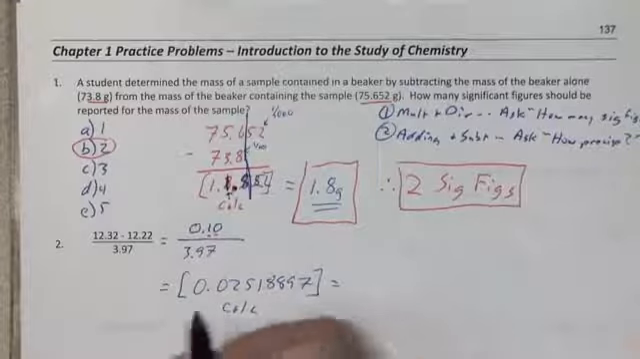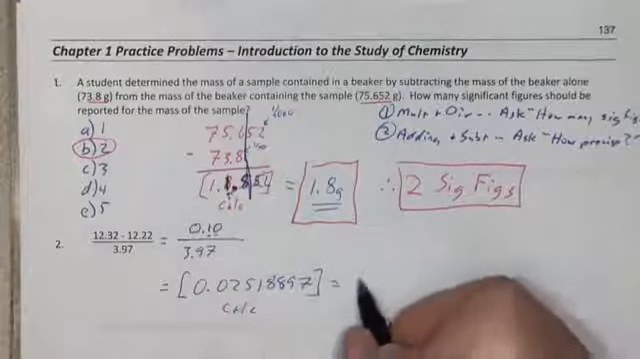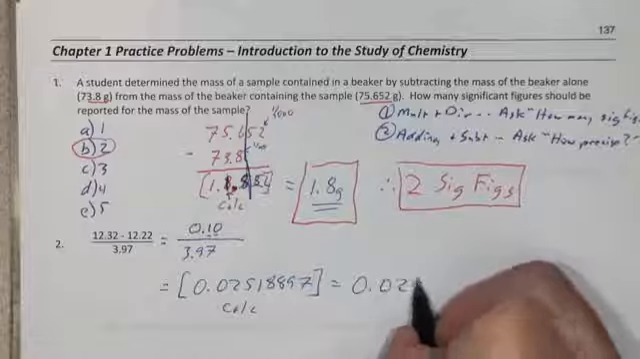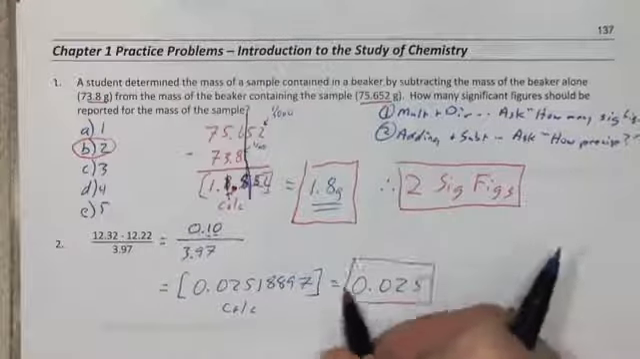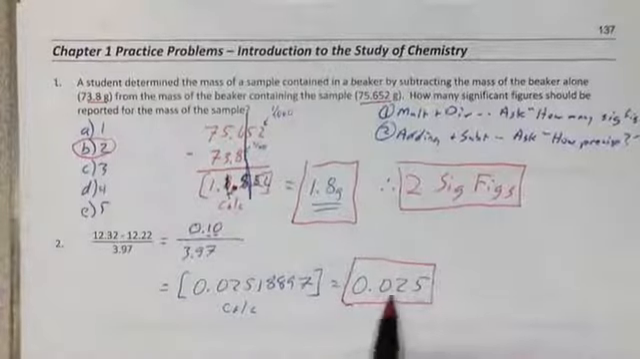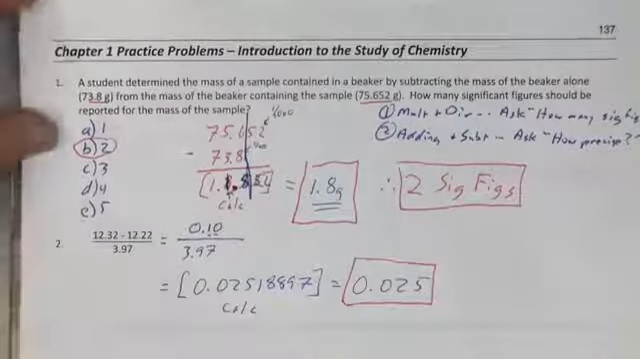That's the calculator answer. But the best answer then, with 2 significant figures, 0.025 is the best answer here. So we end up with two significant figures. Remember that leading zeros are not significant.